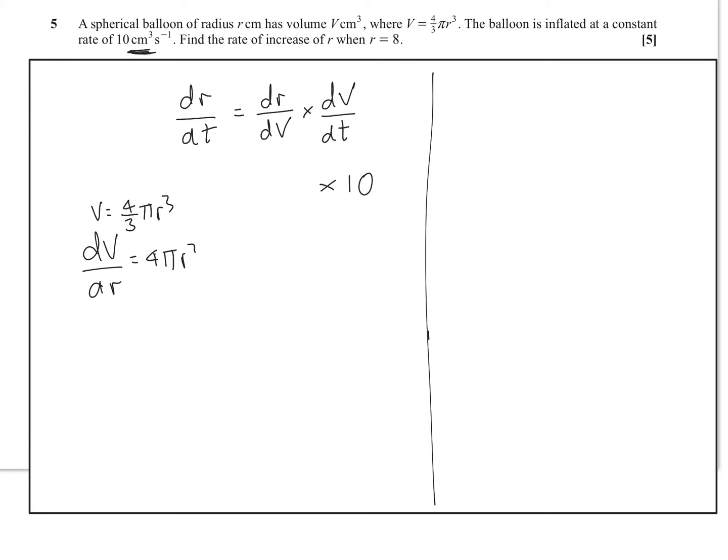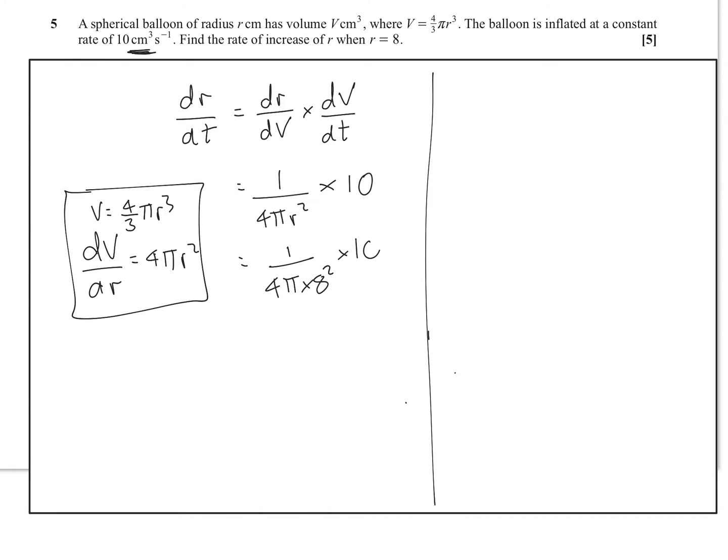So dr by dt... Wait, how come? Oh, the 3 goes. Yep, there were a few people that did some dopey differentiation there. Okay, so we've now got 1 over 4 pi r squared is dr by dt. We know what r is, so this is 1 over 4 pi times 8 squared times 10.